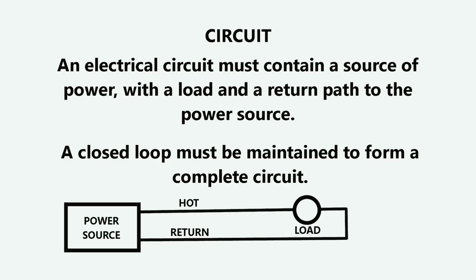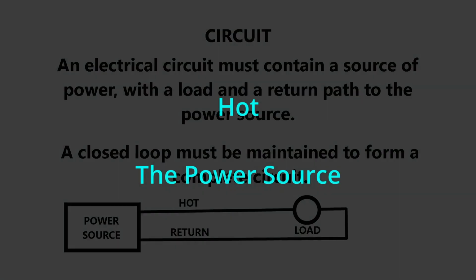As you can see, the current leaves on the hot. It proceeds to go through a load and then it returns. It must have the return path, otherwise it will not work. This is key to troubleshooting. That complete path is always necessary.